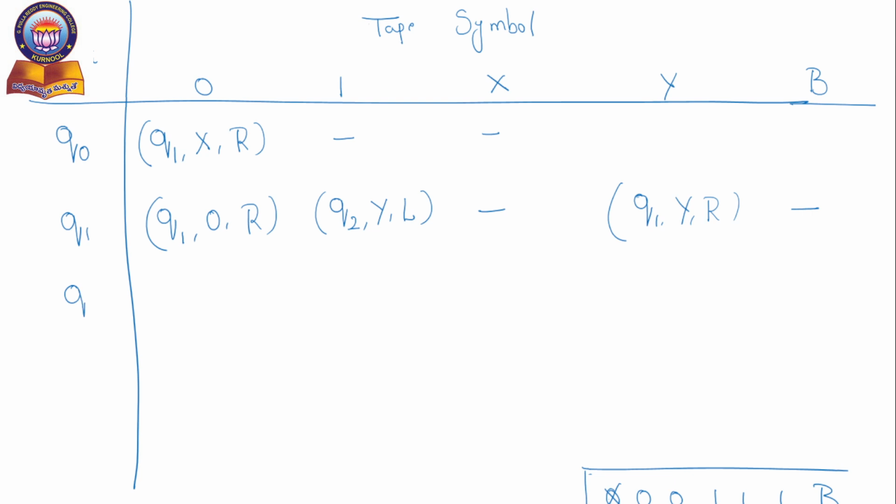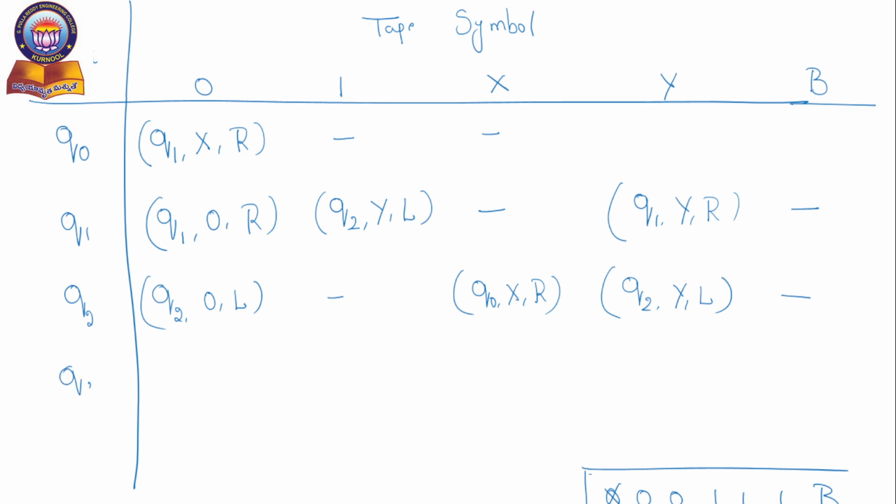Next Q2. For the Q2, if you move towards the left direction, immediately we will get a Y. So Q2, Y, L. Next, if you move back, we will get the zeros. So Q2, 0, L. Next, we will get the X symbol. Then if X is encountered, we will jump to the Q0 in order to repeat the cycle. So Q0, X and the movement is towards the right direction.